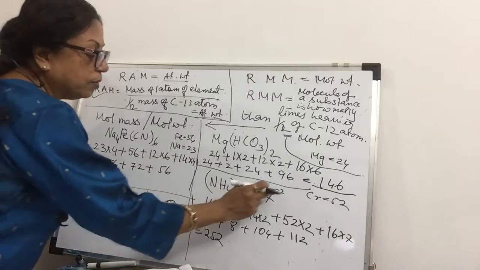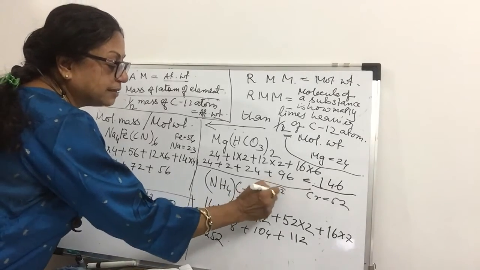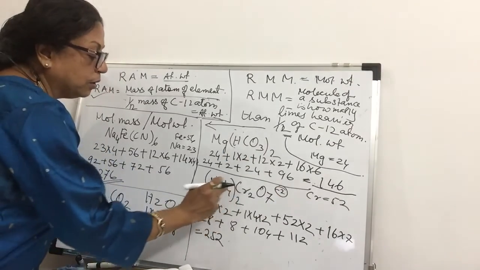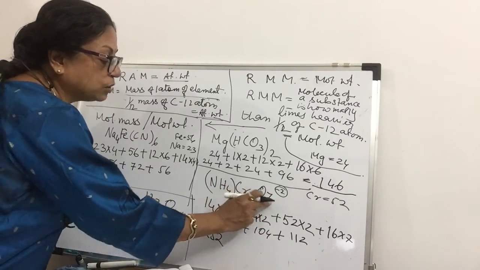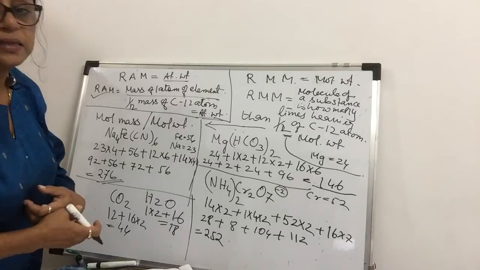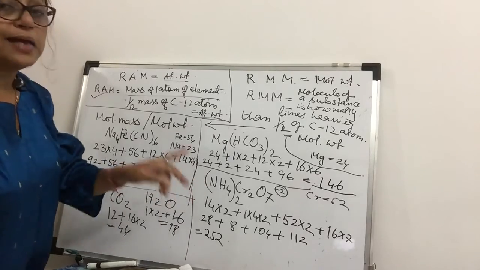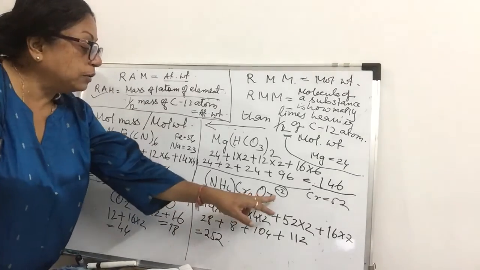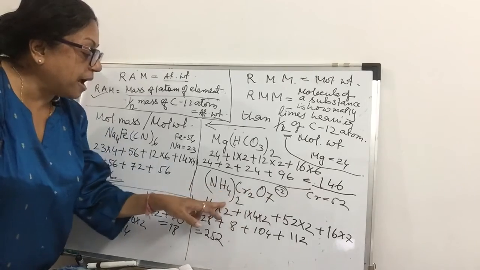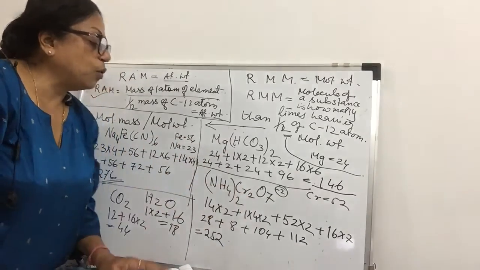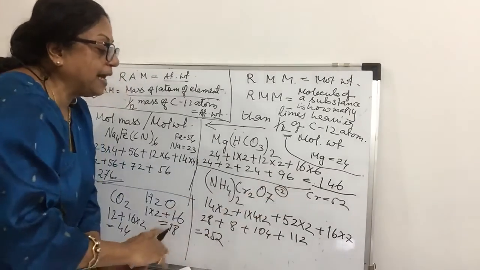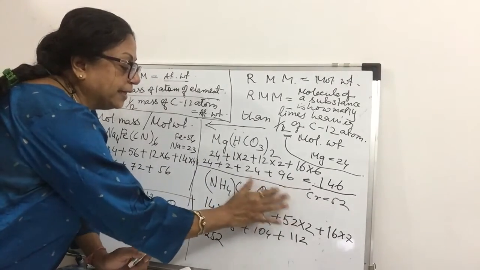Why this is 2? Here I have written minus 2. This is just to show you that dichromate, Cr2O7, has valency -2 and ammonium has valency 1. So the dichromate valency has come here, and ammonium has valency 1. This is no need to show; I just wrote it here to explain. No need of writing this.